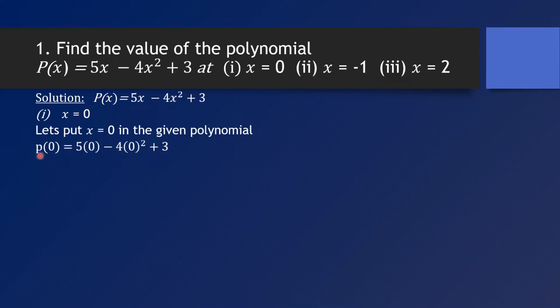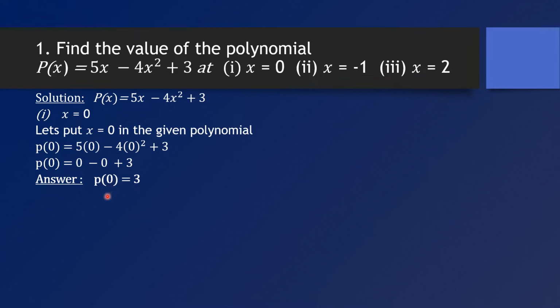When we put x is equal to 0, this p of x will become p of 0 is equal to 5 into x, that is 0, minus 4 into 0 square plus 3. So when we reduce this, it will be 0 minus 0 plus 3. So p of 0, that is, this polynomial will have a value of 3 when x is equal to 0.